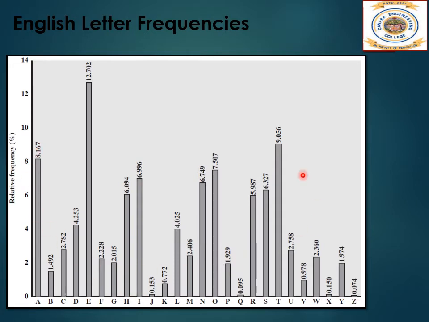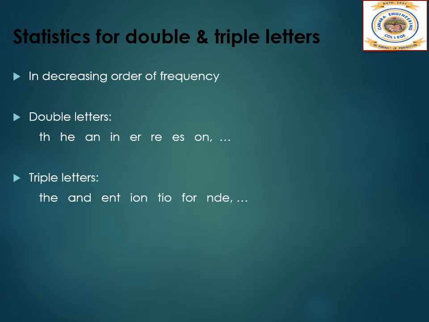So from this table, you know the English letter frequencies, how frequently which letter is used. So if the person knows this, then he can try to deduce the cipher text. He can get the plain text from the given cipher text. So previously we have seen the statistics of the single letter usages. Here we will see the statistics of double letter usages.